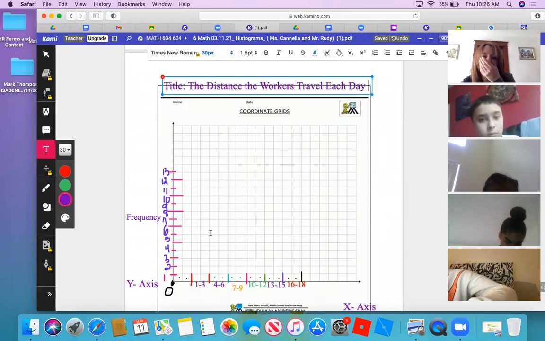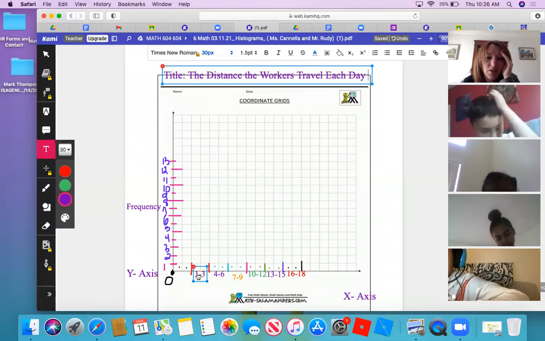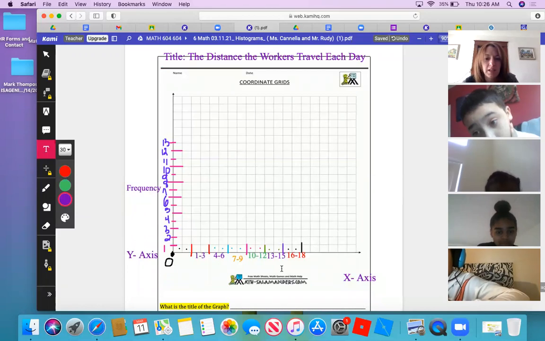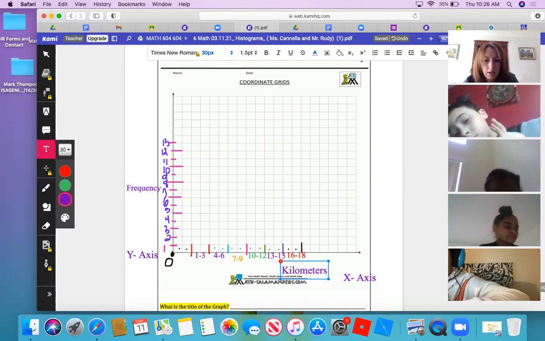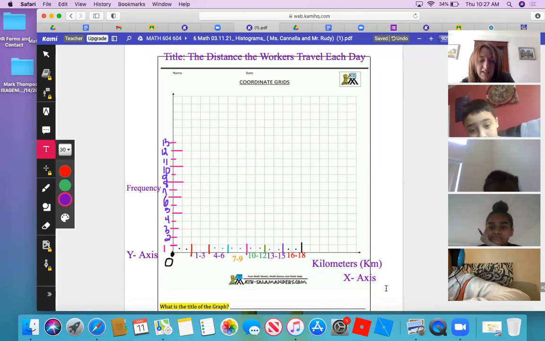Now, when you do a graph, you have to understand that there's an X and Y axis. The X axis is horizontal, and on the X axis, you're always going to have the distance in this situation. So I'm going to put km, which means kilometers. This can't be done in a Google Doc. This has to be handwritten. Okay, kilometers, km, unless you know how to make a histogram in Google Docs. But okay, so the distance traveled is your kilometers, which is your X axis.